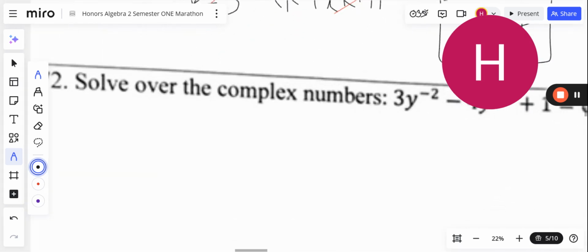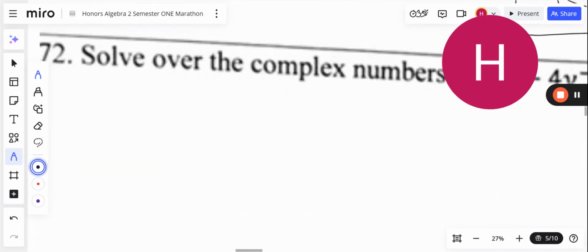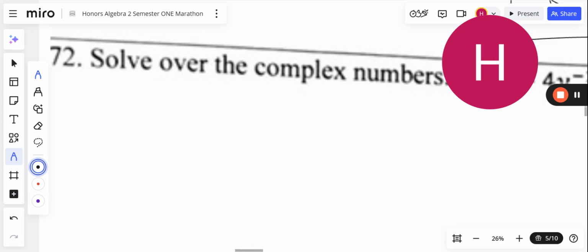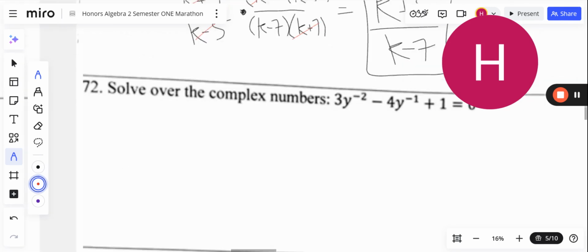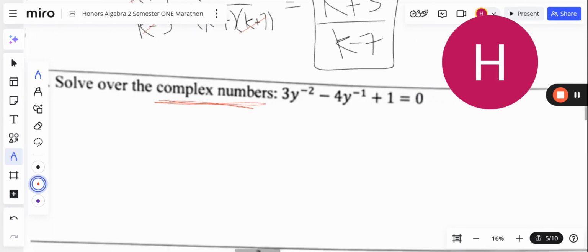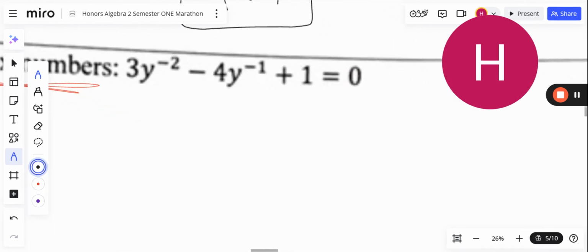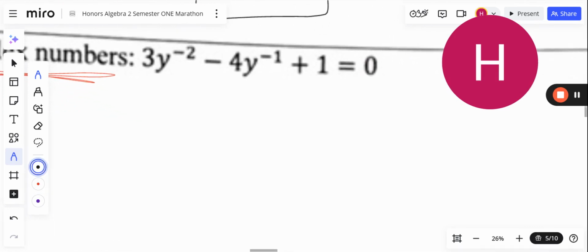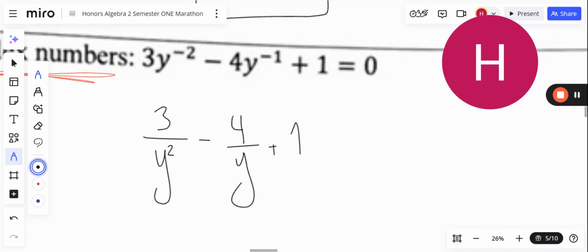Here's another one: complex numbers. They use that phrase, they don't use it lightly. Solve over the complex numbers. So that means that there's going to be some i stuff involved. Let's rewrite these. This looks so weird to have a negative 2 exponent. 3 over y squared, minus 4 over y, plus 1 equals 0.